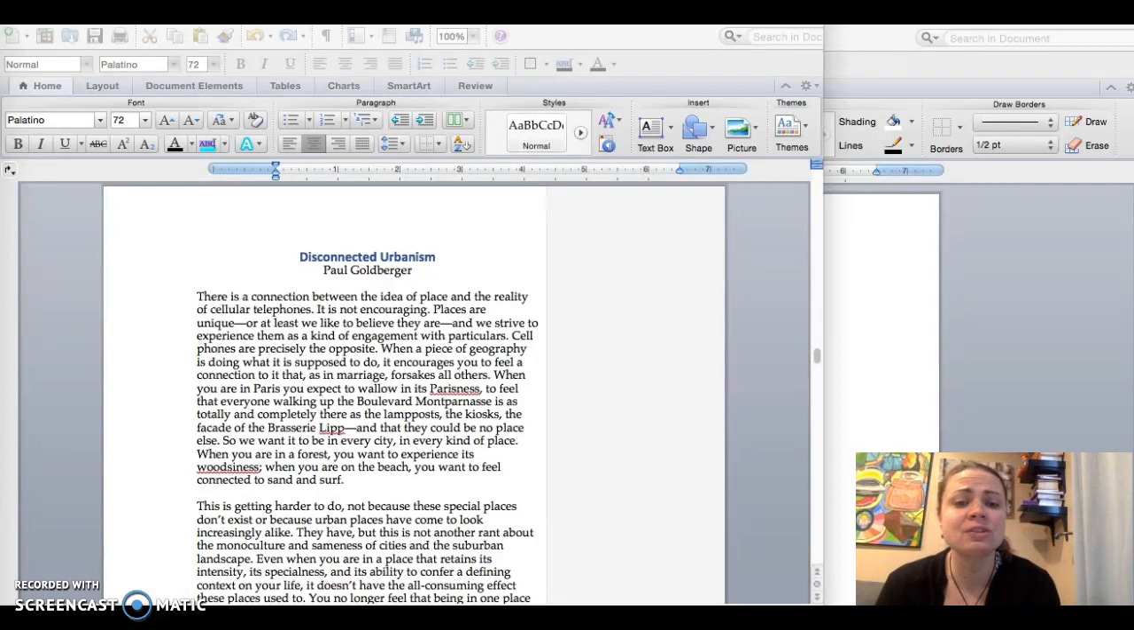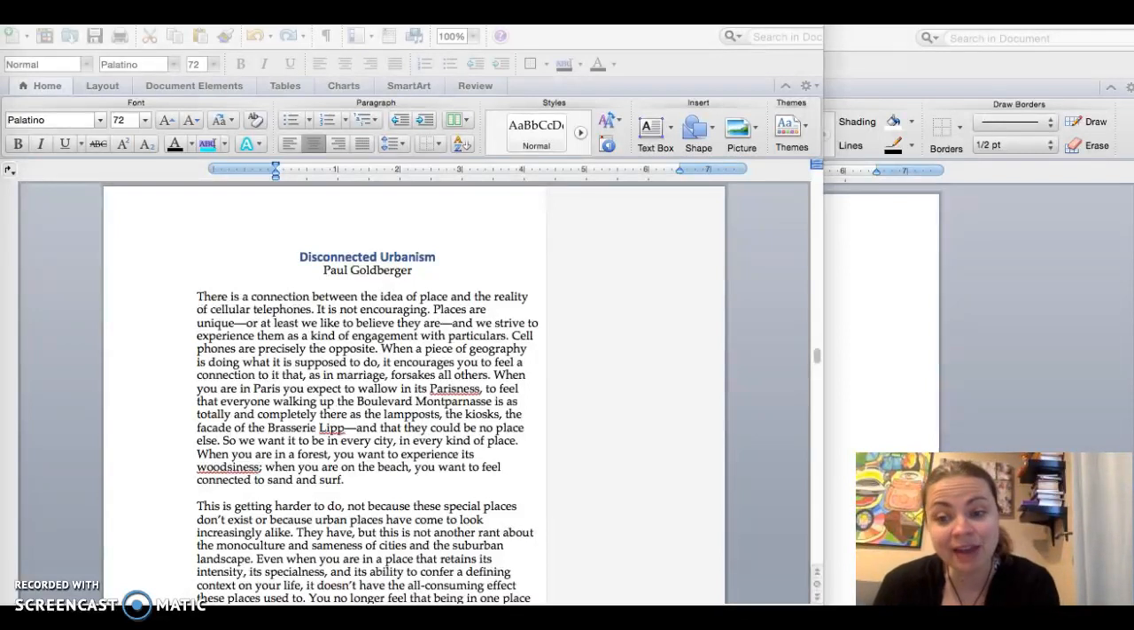When you are in Paris, you expect to wallow in its Parisness, to feel that everyone walking up Boulevard Montparnasse is as totally and completely there as the lampposts, the kiosks, the facade of Brasserie Lip, and that they could be no place else. So we want it to be in every city, in every place. When you are in a forest, you want to experience its woodsiness. When you are on the beach, you want to feel connected to the sand and surf.